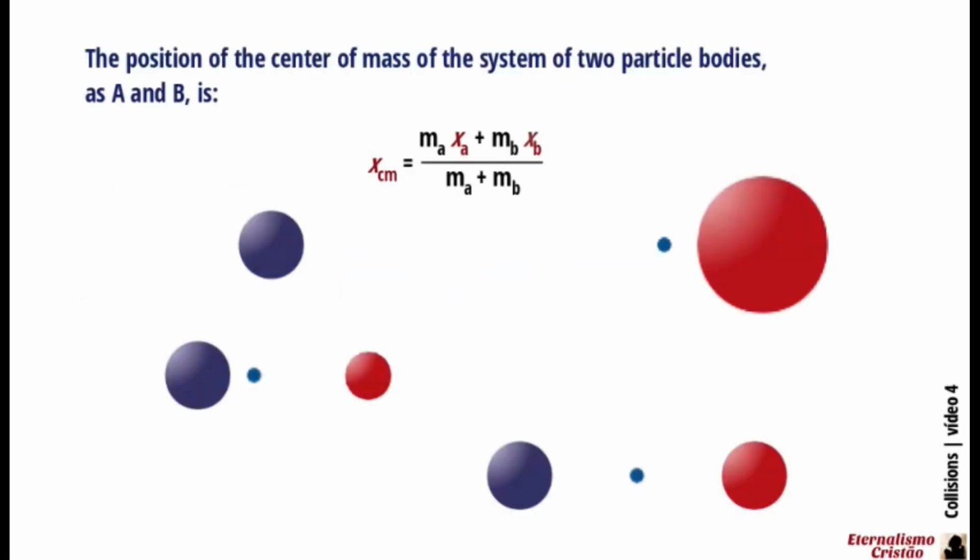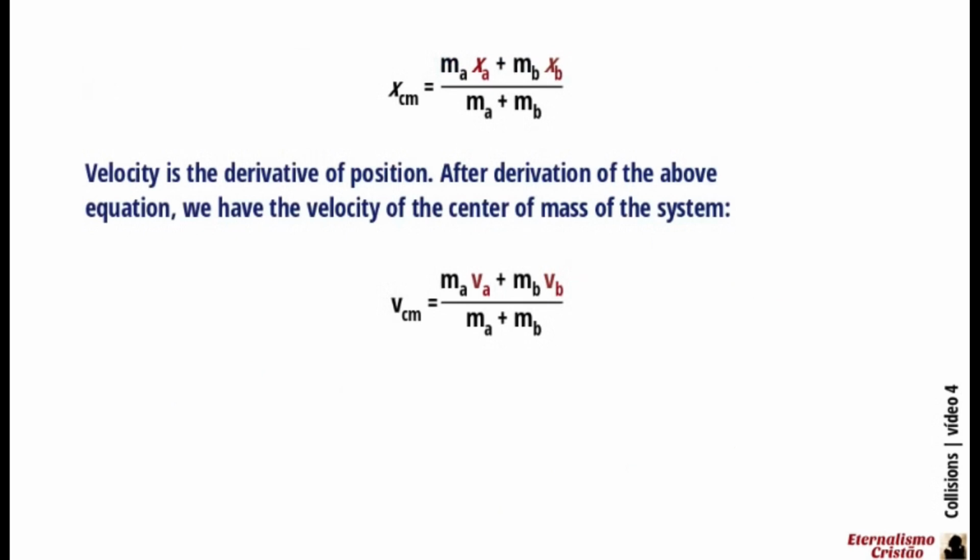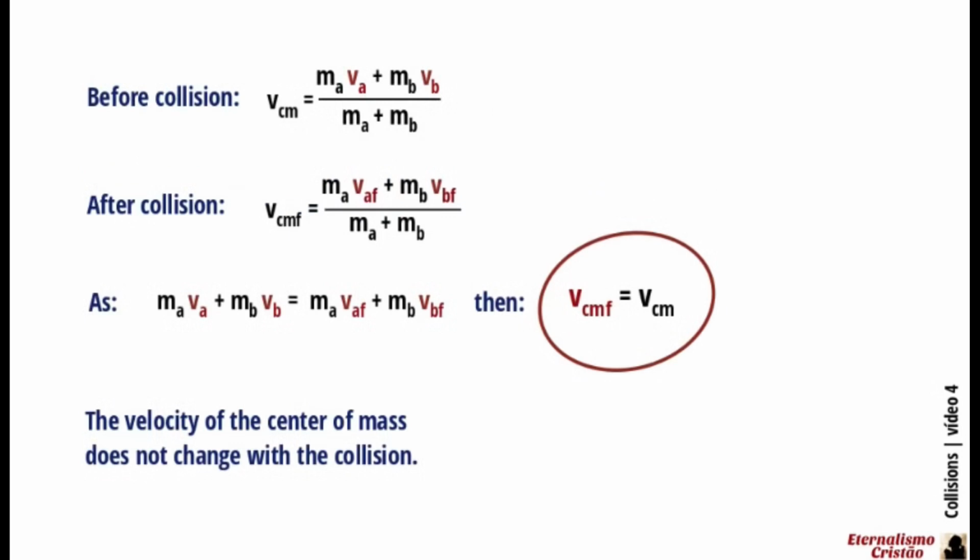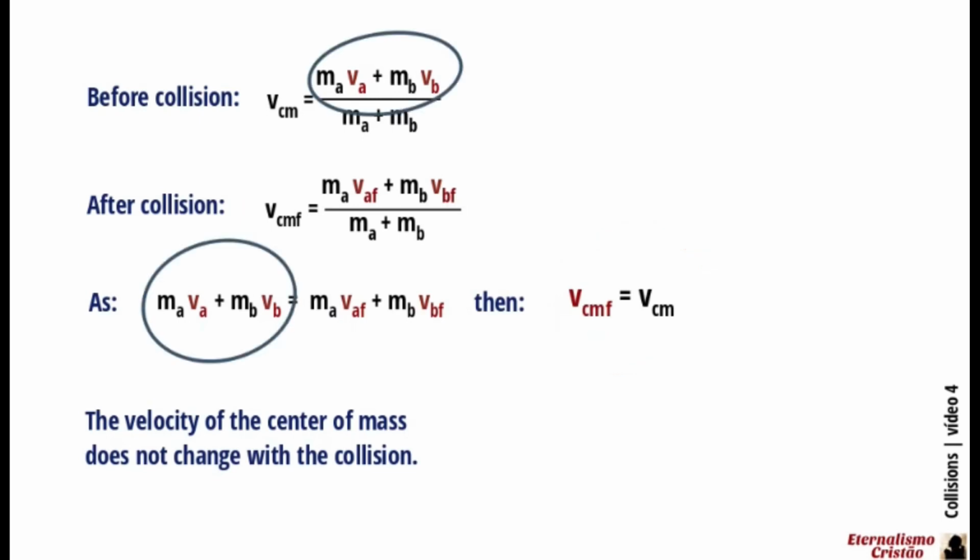The position of the center of mass of two particle bodies, as A and B, is given by the known formula. The center of mass is closer to the body with larger mass. Velocity is the derivative of position. After derivation we have the velocity of the center of mass of the system. The velocity of the center of mass does not change with the collision, a consequence of the conservation of the total momentum of the system of the two bodies that collide.